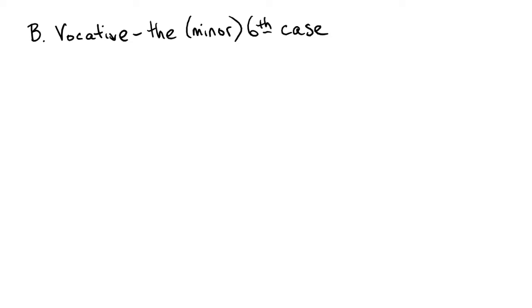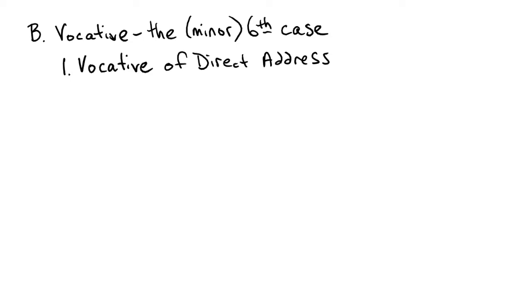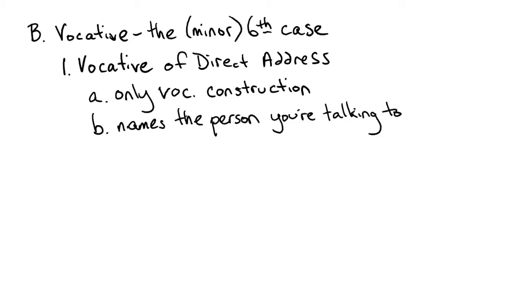case. Now, lucky for us, the vocative only has one construction in Latin, and that is the vocative of direct address. Again, it's the only vocative construction in all of Latin, and simply what it does is it names the person you're talking to. This is related to the verb voco, which means to call. Literally, this is the calling case, which names the person you're talking to or calling to.